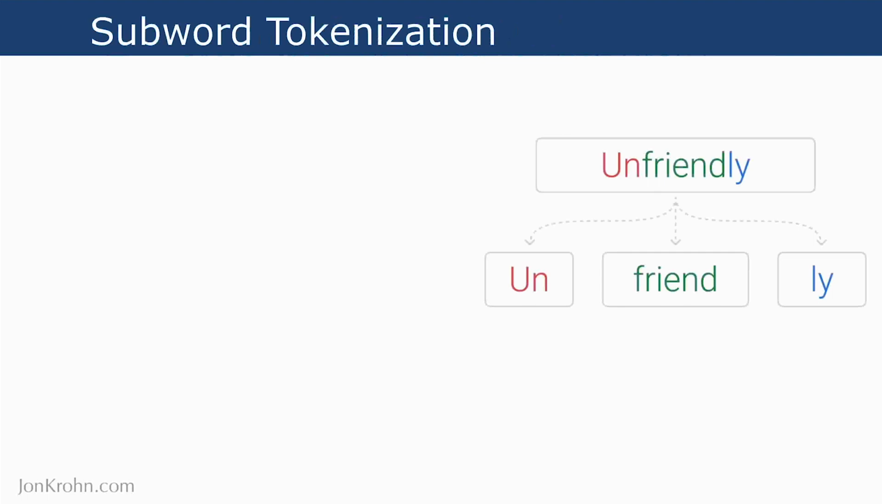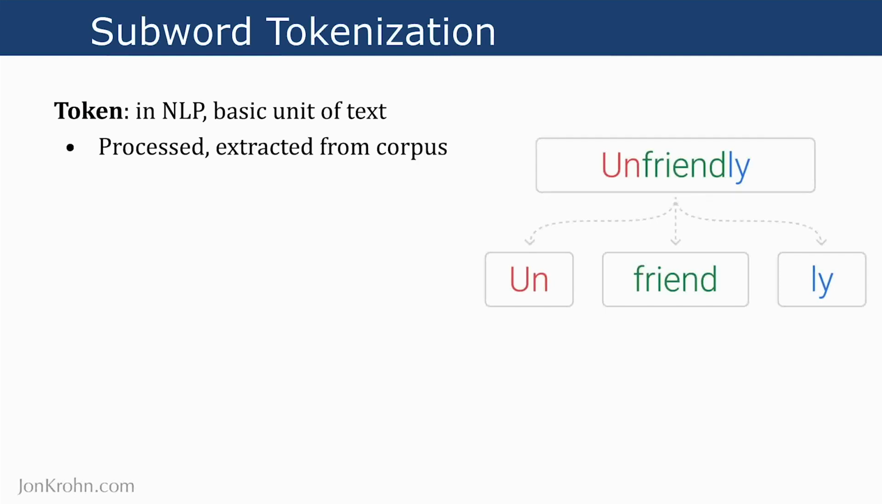Key to our understanding of how transformers work and how modern NLP works in general is the idea of subword tokenization. In natural language processing, a token is the currency. It's a basic unit of text. And these tokens are processed or extracted from your corpus, which is Latin for body. It's your full body of language that you're working with.